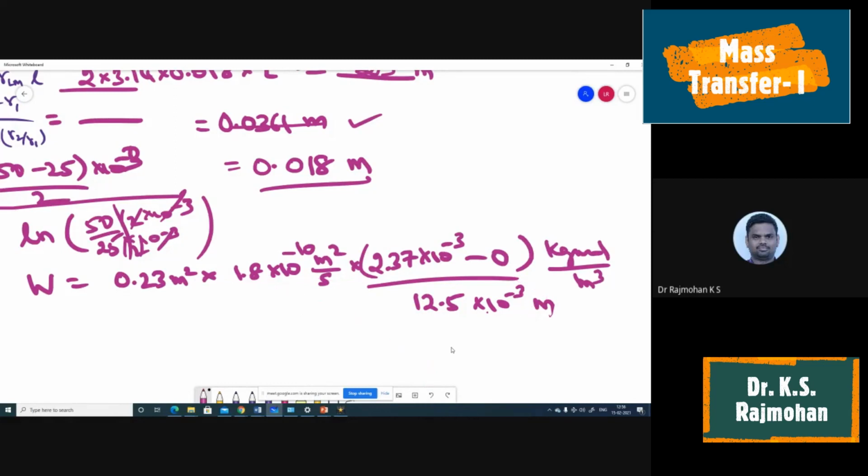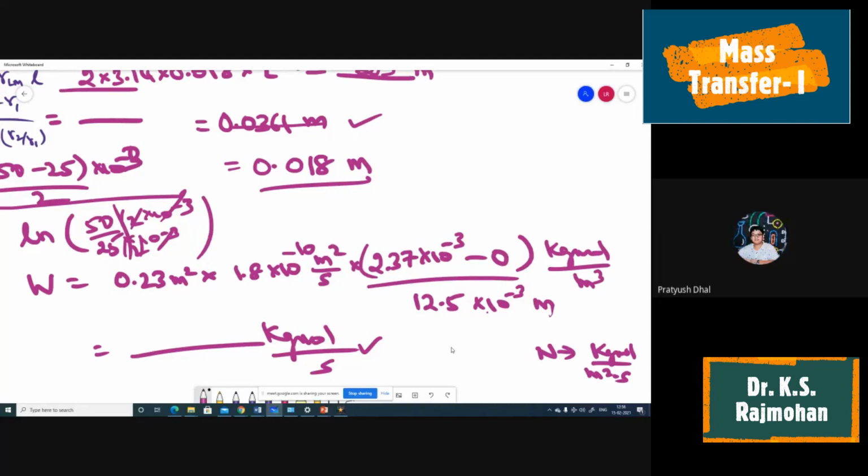Meter square, meter square, meter cube, meter. So finally what will you have? Kg moles per second. That's the unit of W. Don't confuse N with W. N will have kg mole per meter square second, so W will have the unit of kg mole per second. How much? 7.73 into 10 power minus 12.